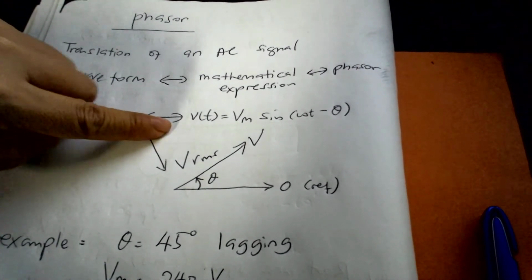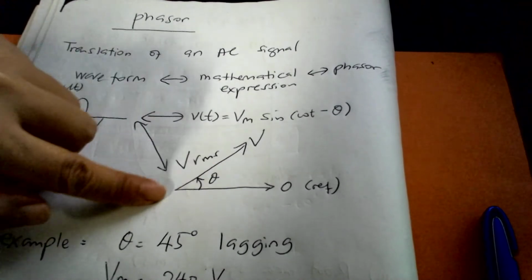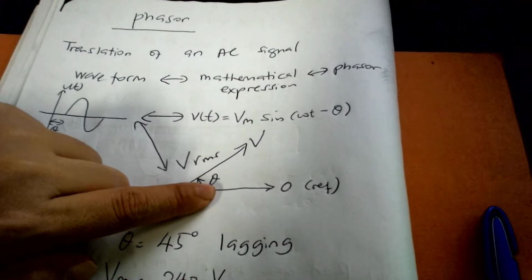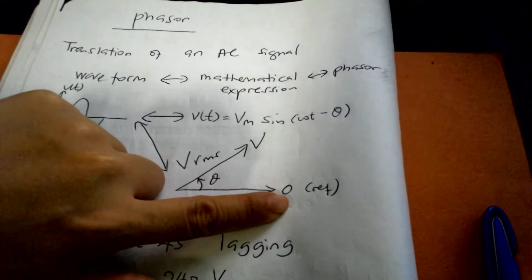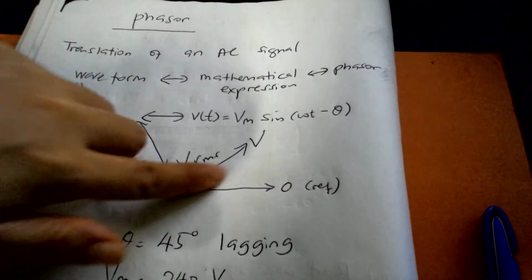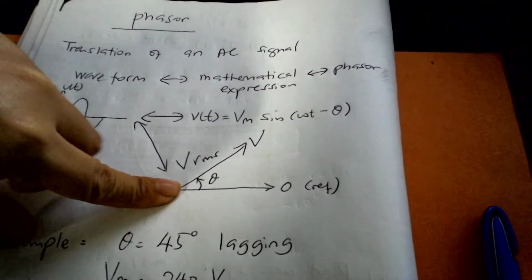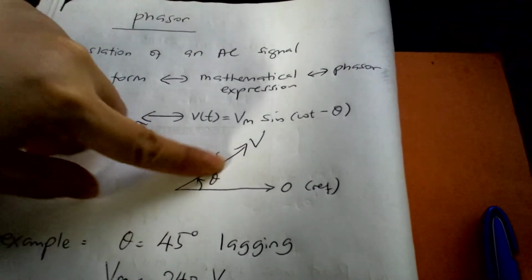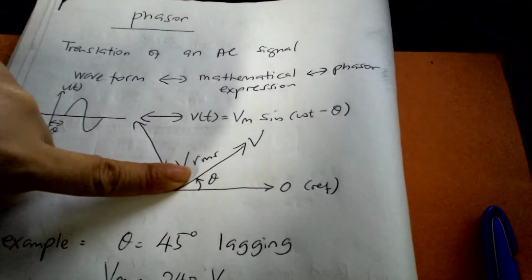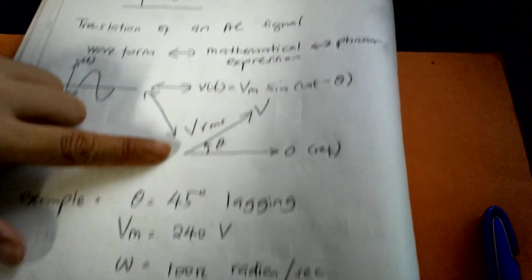For the phasor, we just need these two things. The first one is the angle. 0 will be the reference, and this is the voltage, which is the magnitude. This is the maximum voltage, and then this is the RMS voltage. I can give you one example here.